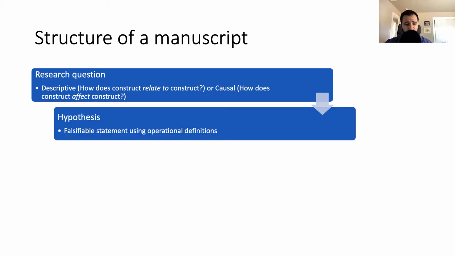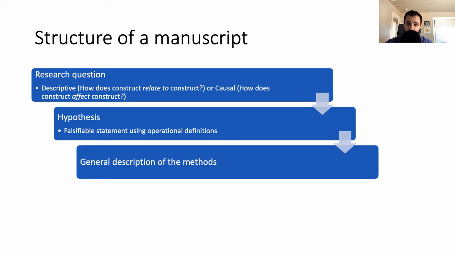Then you should be able to find their hypothesis, some kind of statement that uses specific definitions of the constructs that they're trying to investigate, that will sort of give you their, again, hypothesized answer to their research question. And as always, that should be a falsifiable hypothesis.